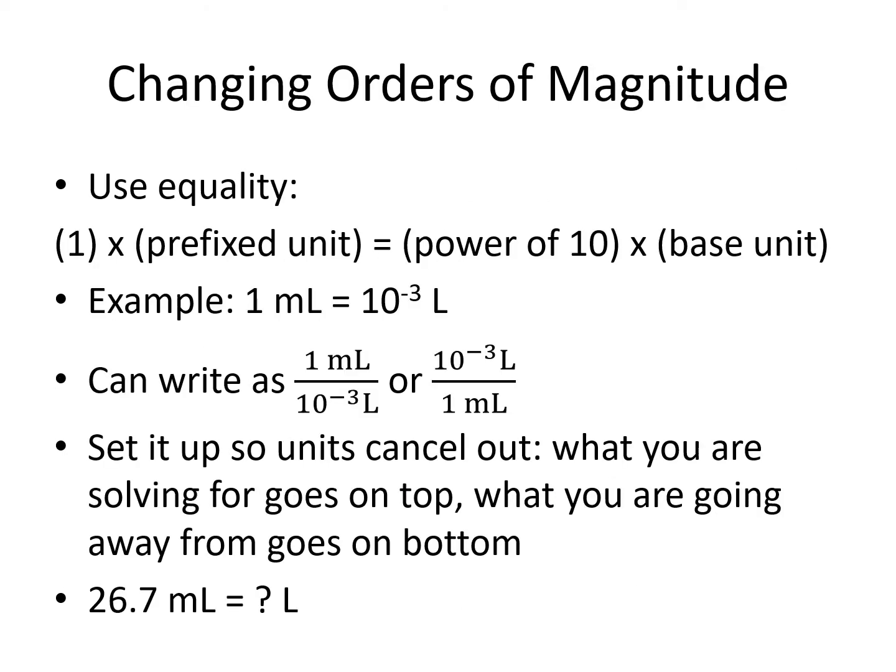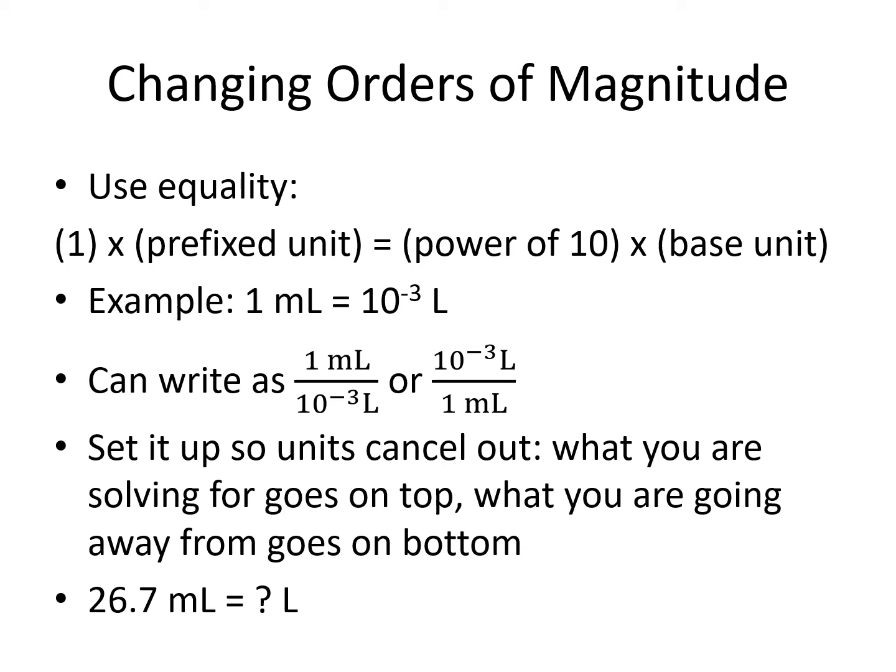Now that we have learned how to use conversion factors, let's apply them to some metric units. We can change orders of magnitude using equalities based on our table of metric prefixes. For consistency, I set up all of my equalities the same way. 1 times my prefixed unit equals my power of 10 times my base unit. The power of 10 that I choose is the one associated with that particular prefix in my table.